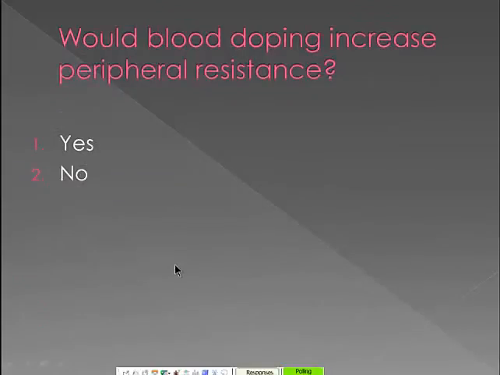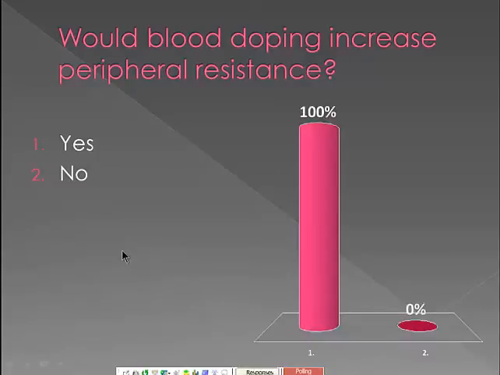So let's answer this question. Would blood doping increase peripheral resistance? Yes, very good. Yes, because blood doping is a situation where a person transfuses blood that they have donated a while ago. They transfuse it into themselves without having lost any blood. So they actually have physiological polycythemia. So your blood has more cells than normal, making it really thick, and that causes an increase in peripheral resistance.